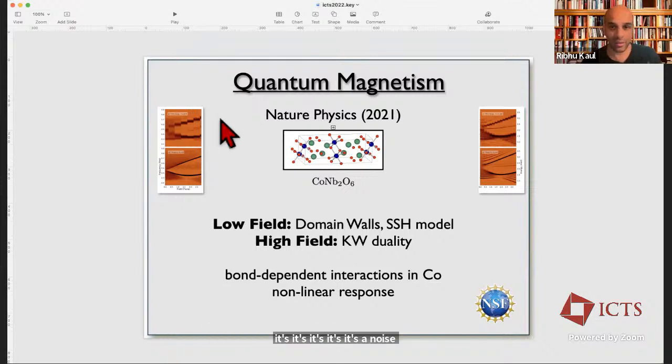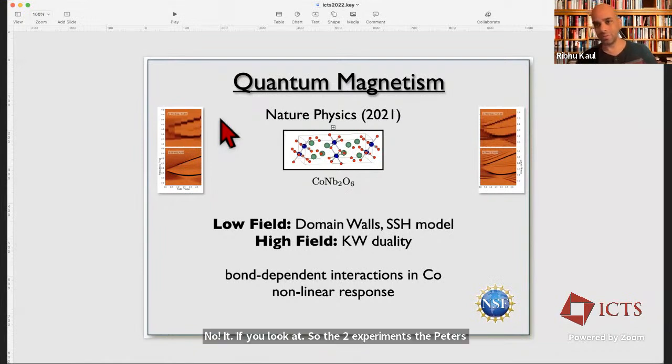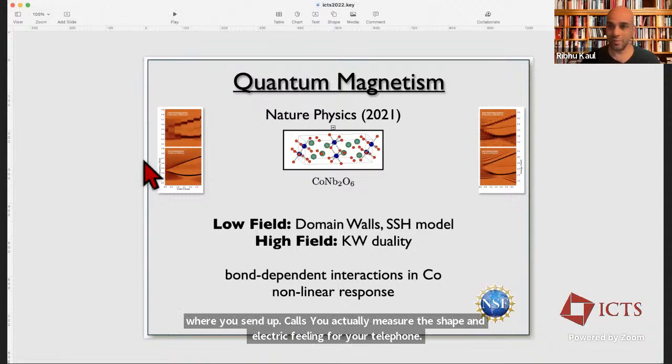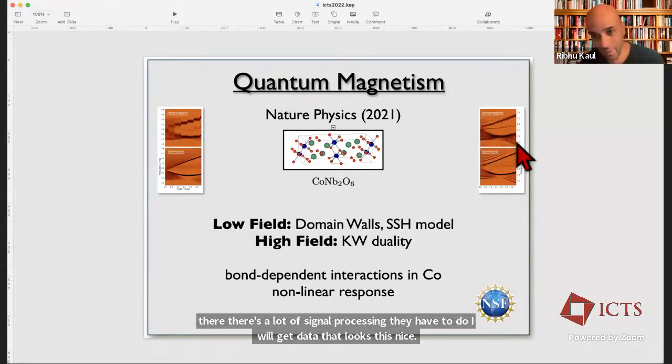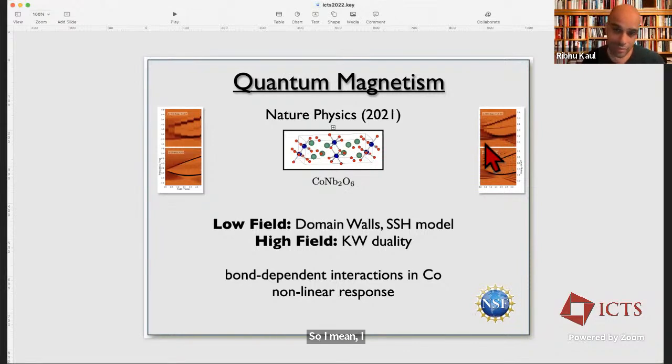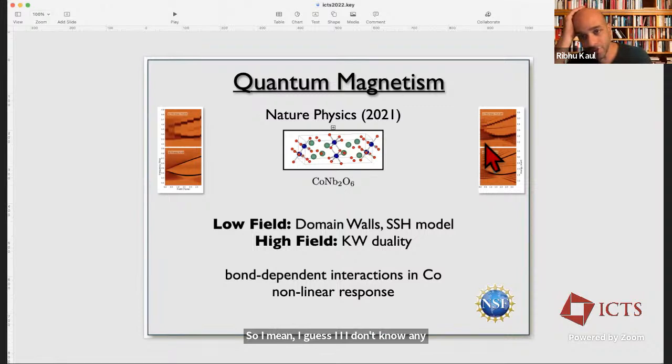Now, there are two experiments. Peter's experiment is done with a so-called time domain terahertz experiment, where you send a pulse, you actually measure the shape of the electric field and Fourier transform. When you measure the shape of the electric field, it is quite noisy. There's a lot of noise, and there's a lot of signal processing they have to do to even get data that looks this nice. So I don't know any other interpretation of that. There are those features, and we've thought about them. We don't have any interpretation for it ourselves, and so we've gone with what the experimentalists tell us, that it's probably noise. But it's interesting to think about.